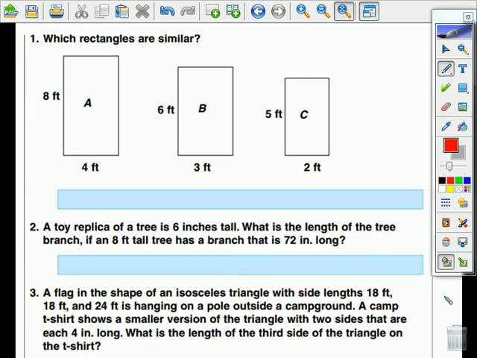Okay, the rest of these problems are for you to do on your own. So show your work and bring them in tomorrow, and we will discuss them. I will be checking to make sure that you have these completed.